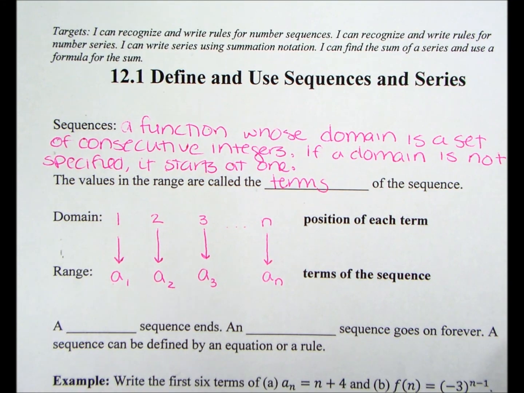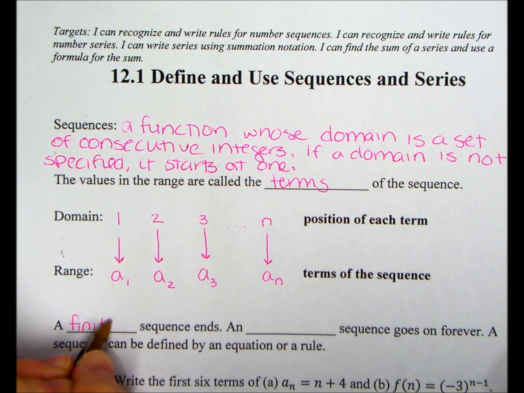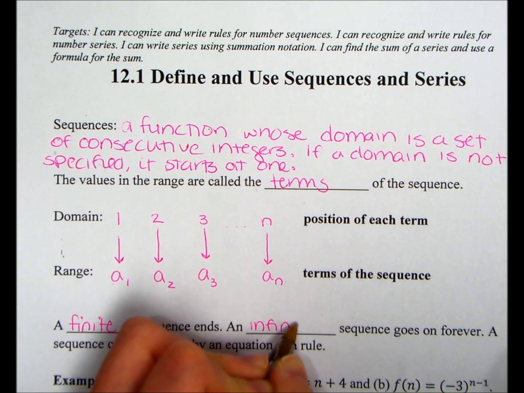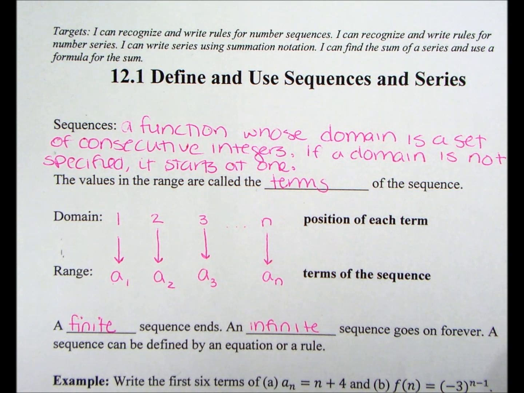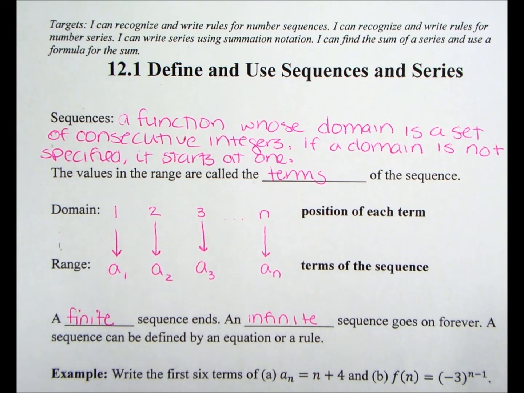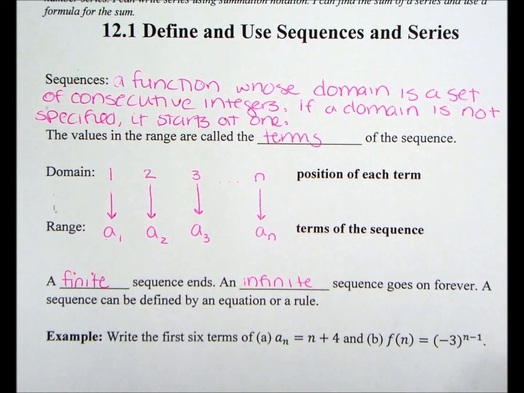So we're going to look at a couple of different sequences. Biggest thing to note here is that a finite sequence ends and an infinite sequence goes on forever, and a sequence can be defined by an equation or a rule. So a really nice exercise to get us started with this is to write the first few terms of a sequence, and for both A and B here they give us a rule, and so we're going to write the first 6 terms.